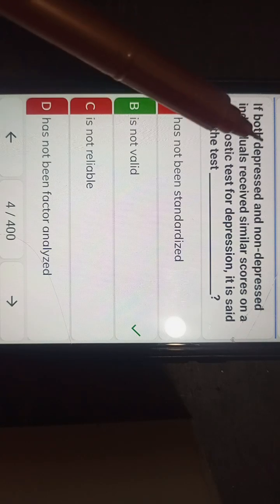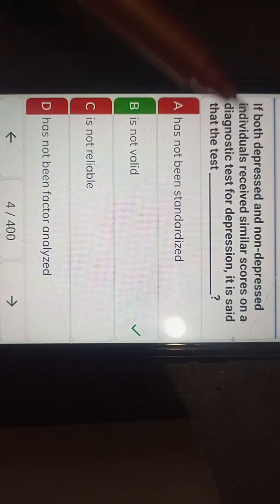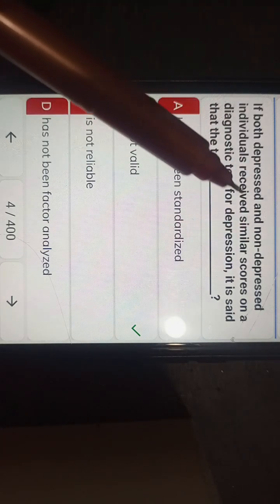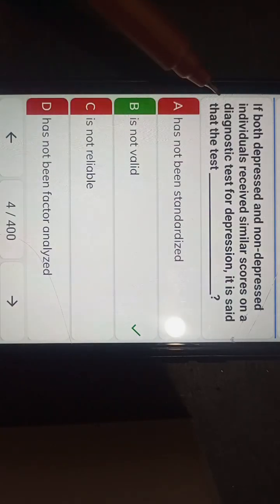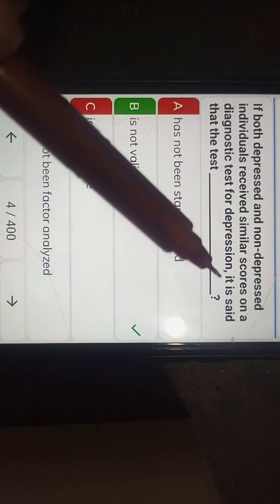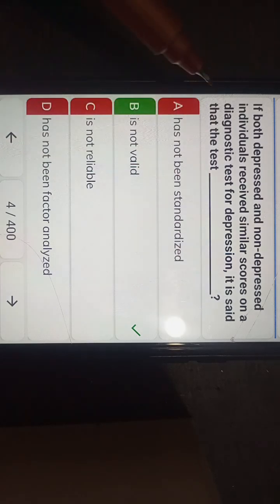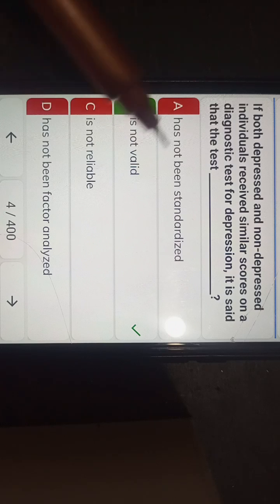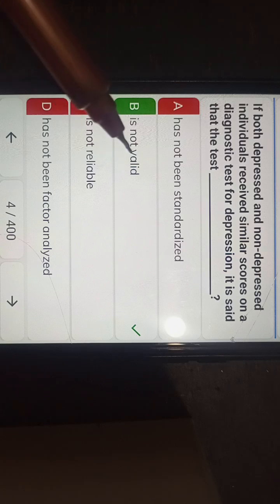If both depressed and non-depressed individuals received similar scores on a diagnostic test for depression, it is said that the test A, B, C, D. The answer is B, is not valid.